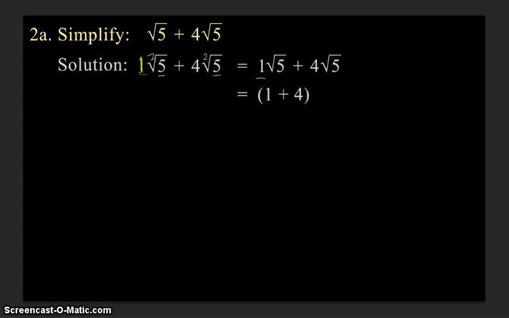Okay, so i-add na natin. So that is 1 plus 4. Huwag kalimutan yung 1. And then square root of 5. Write the common radicals. Okay, so 1 plus 4 is 5 times square root of 5. And square root of 5 is not a perfect square root. So this is our final answer.